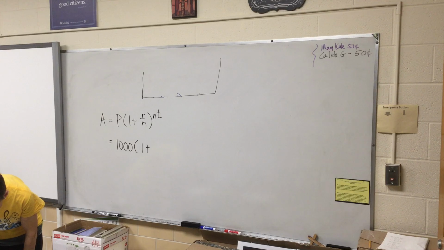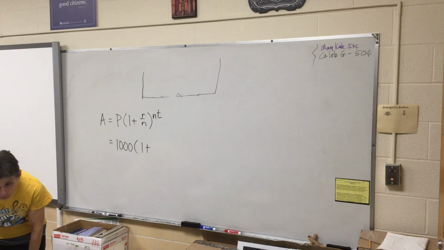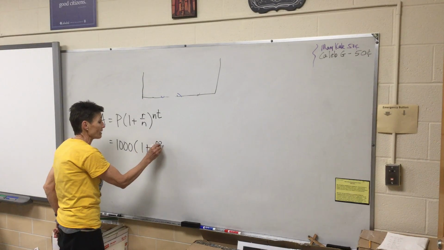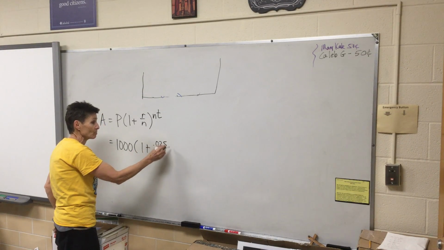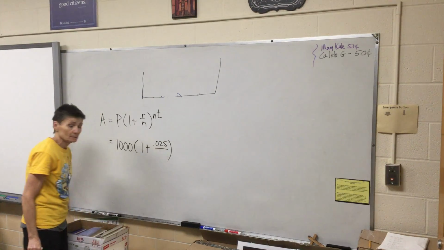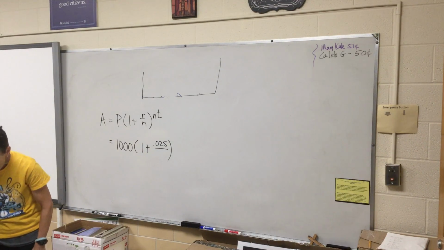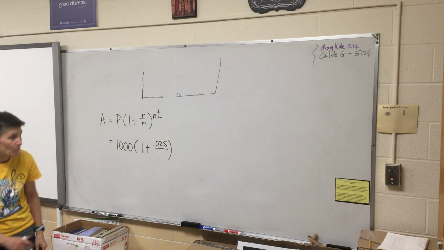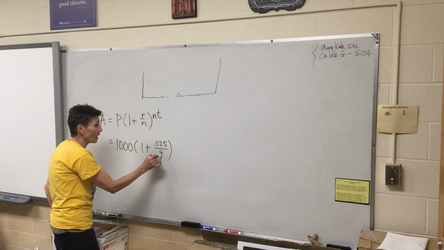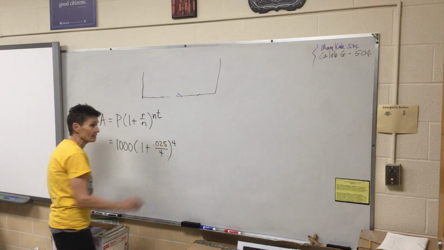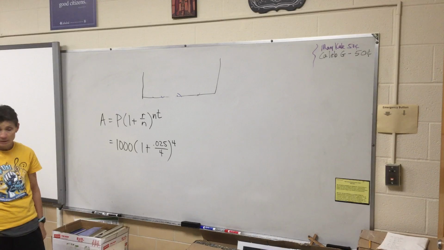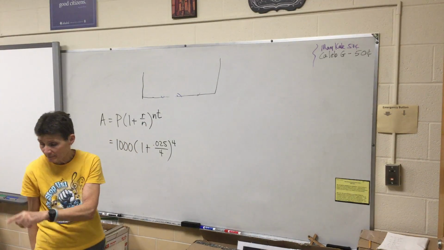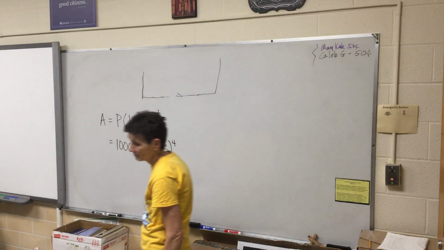Would R be 0.25? It would be 0.025. Yes, R is 0.025. Remember, percentages, you have to move the decimal 2 places. So a 2.5%. And then wouldn't it be 4? It would be. And that 4 happens twice. It happens here and it happens here. There's an N in both spots. N is the number of times, quarterly, 4 times.